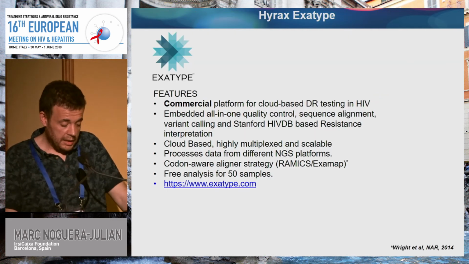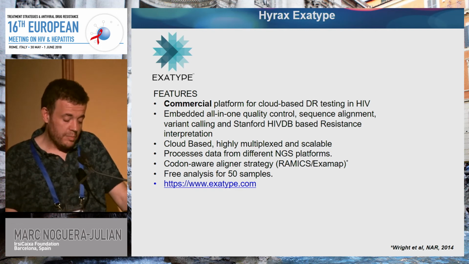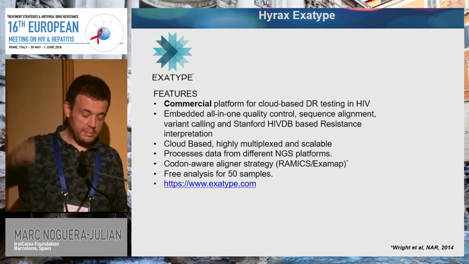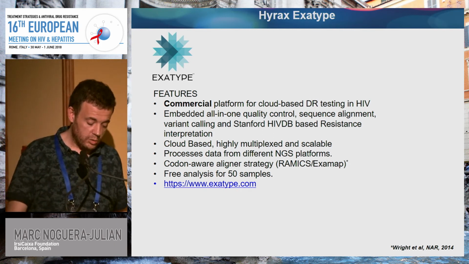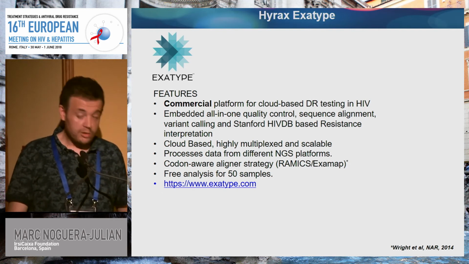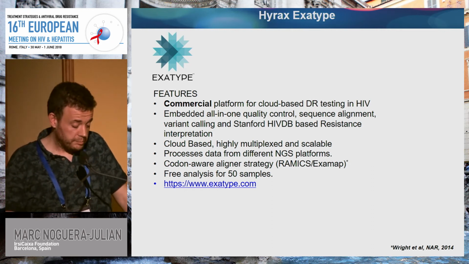So this is cloud-based. It's commercial, as I said. It has an embedded all-in-one quality control. It does the sequence alignment, the variant calling. All the steps that we have seen are done by this tool, and it uses Stanford HIVDB for interpretation. It's highly multiplexed, so you can upload the data for one sample or thousands. Well, thousands I have not tested, but for 20 you can. And it can also accept data from Ion Torrent, 454, if you have any, or Illumina.